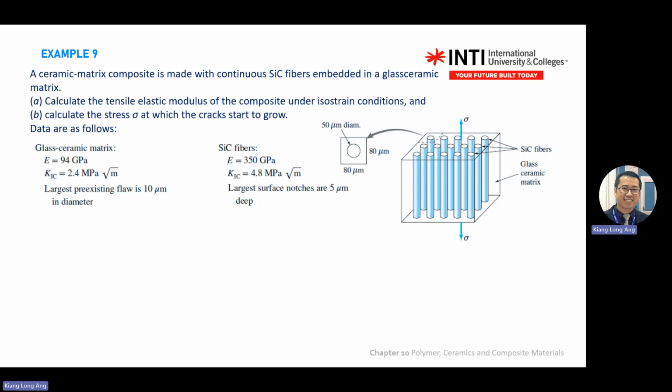The equation of crack, KIC, you learned before in the defect chapter. For the glass matrix, KIC is given, and the fiber is given. Calculate the stress at which cracks start to grow. If you look at the diagram, it's quite similar to example 7, but this one is isostress, so you use this equation.